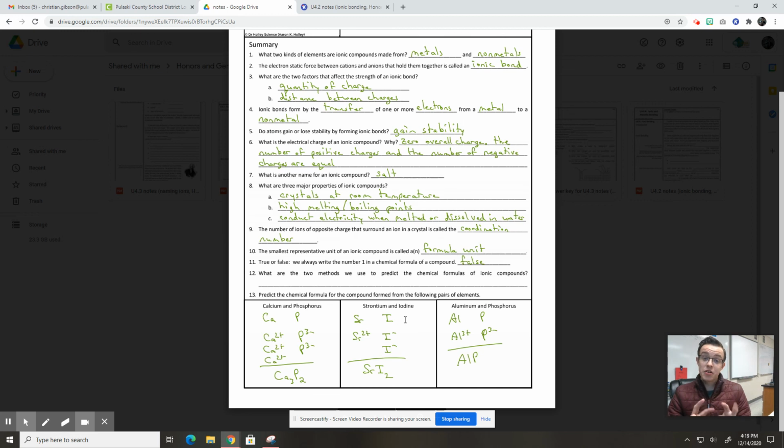Now, if you use the crisscross method here, you may get a little tripped up because you would have crisscrossed 3 down to here, then this 3 down to here, and gotten Al3P3. But we can't leave it like that. Remember, a formula unit is the lowest whole number ratio. So we could divide both of those numbers by 3 and get 1. You got to simplify it down, just like in math, okay?